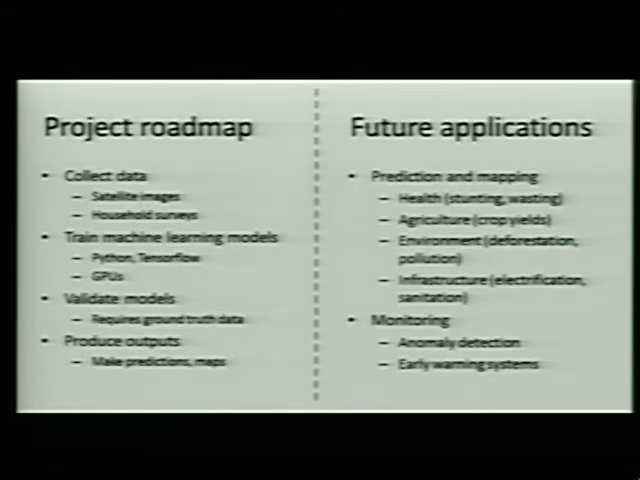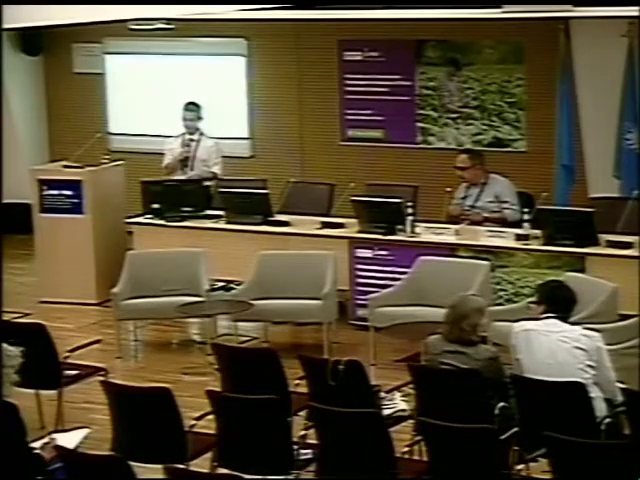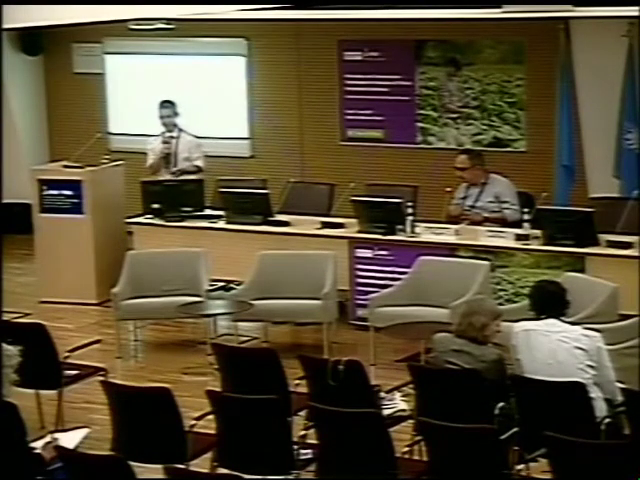You need some GPUs to train your models on, or CPUs if you want to wait a long time for them to train. And then to validate your models requires some other ground truth data. So usually what we do is split your data set into training and test. And then the last part of the pipeline is just to use your trained models to make predictions and then whatever other deliverables you want. And we have some ideas for maybe future applications.